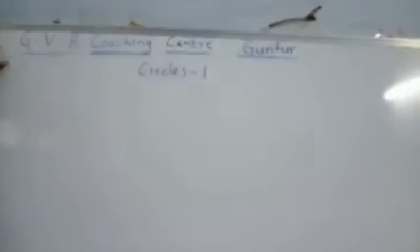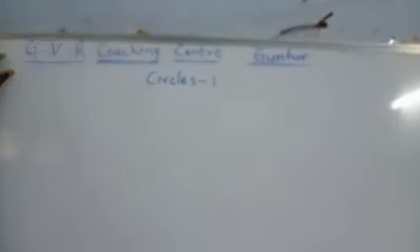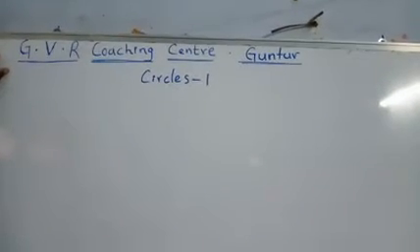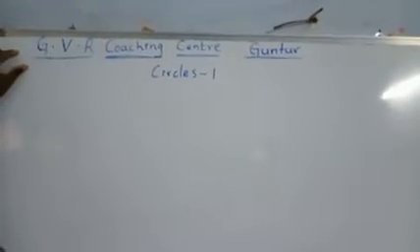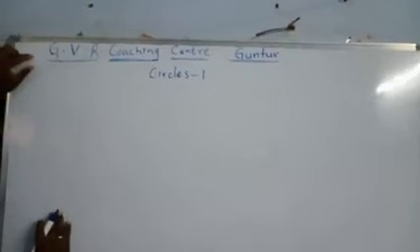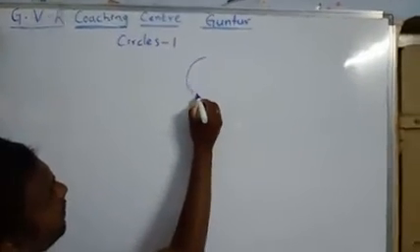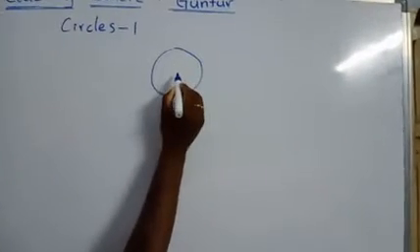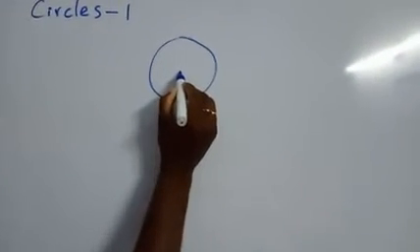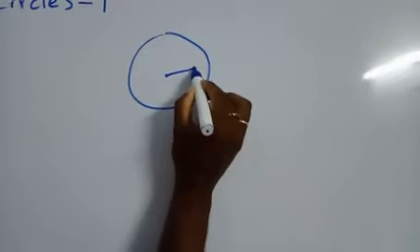So last class we discussed the limits shortcuts. Now we discuss the circles shortcuts. So first of all, what is a circle? The collection of all points from a fixed point to a fixed straight line.